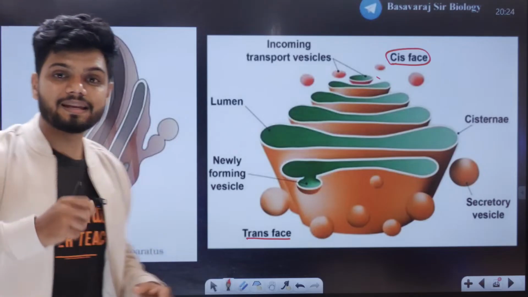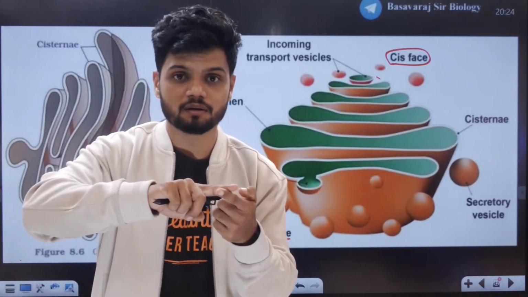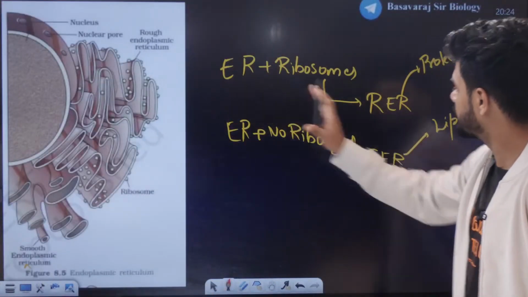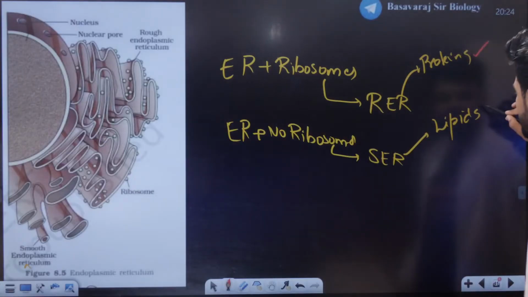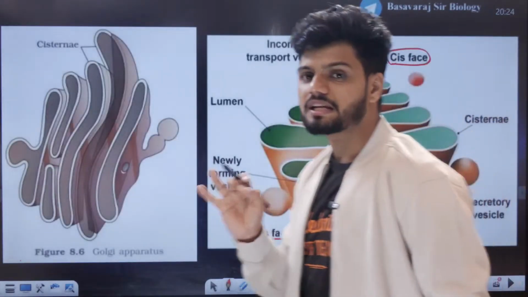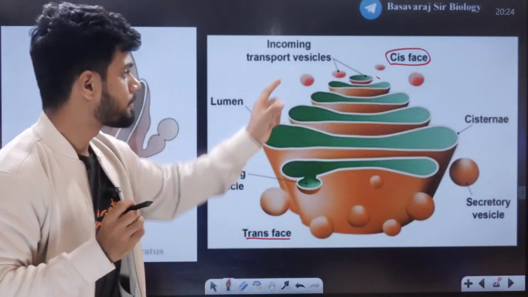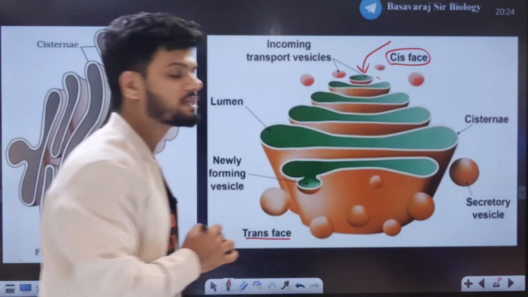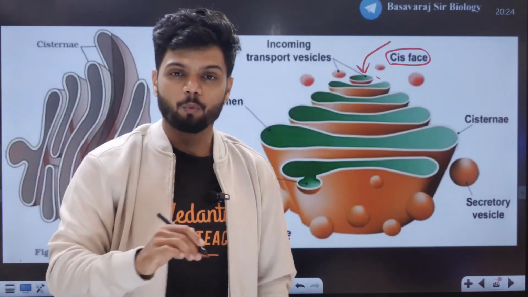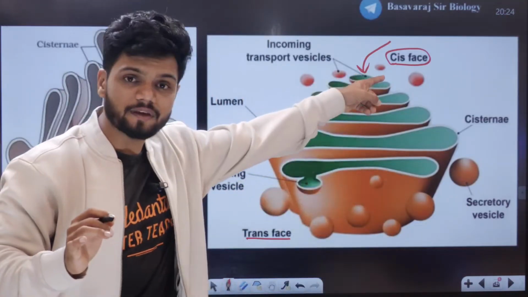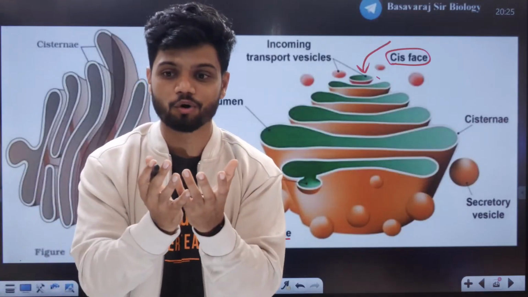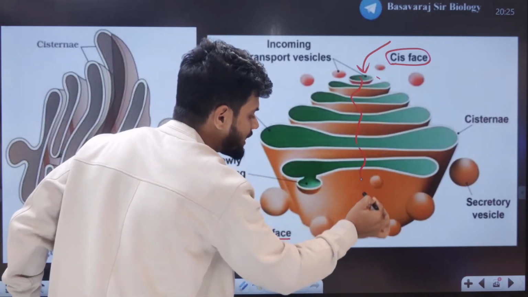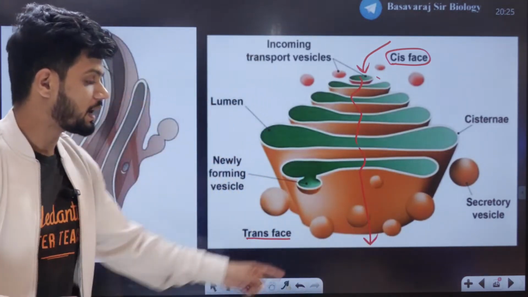Now, any protein or lipid formed by the ER, listen carefully. Rough ER or smooth ER, they're producing proteins and lipids. These proteins and lipids are taken up by the cis phase. So all the proteins and lipids enter through the cis phase. Once they enter, they undergo packaging, and all of them are then removed outside.